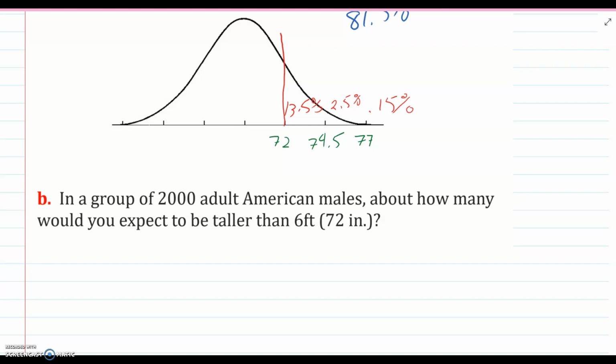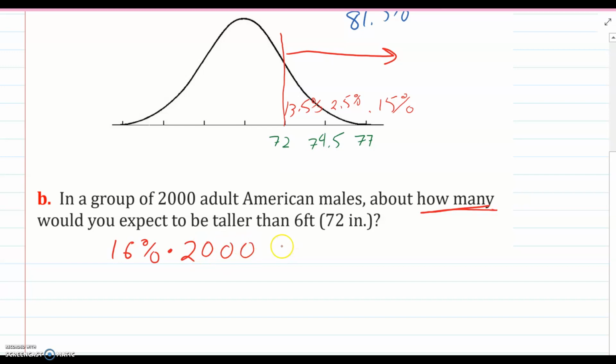And I'll pause. Once again, I'm getting rid of anything that's not pertinent. So I'm going to say that if you are freakishly tall like I am, and you're going to say greater than 72 inches, that's just going to be the sum of the 13.5%, the 2.5%, and the 0.15%, which gives you 16%. But notice it says how many, not what percentage, how many. So I need to take my 16% and multiply it by the total number of people in the group. So I'm going to say 16% of 2,000, or 0.16 times 2,000. That should get me 320 people.